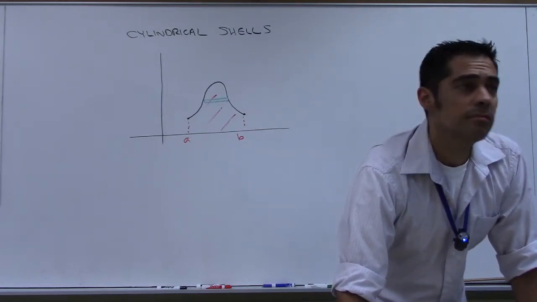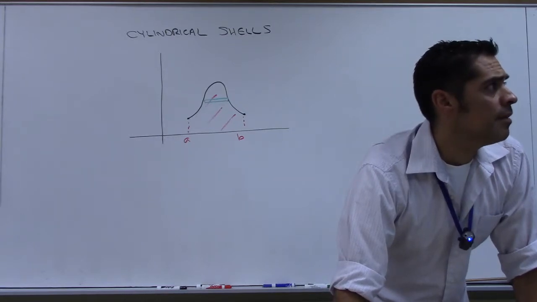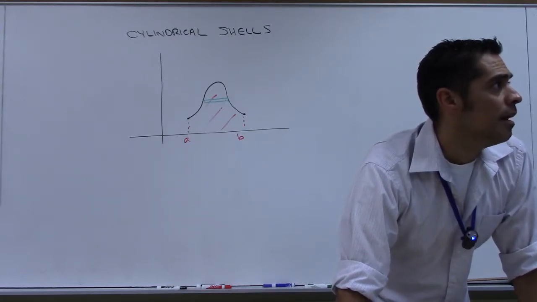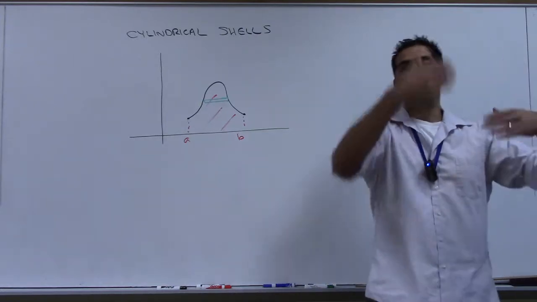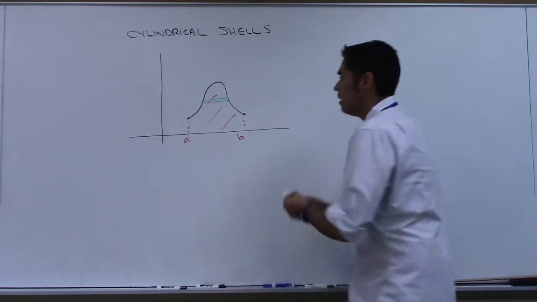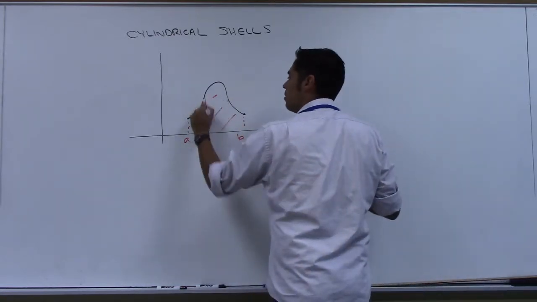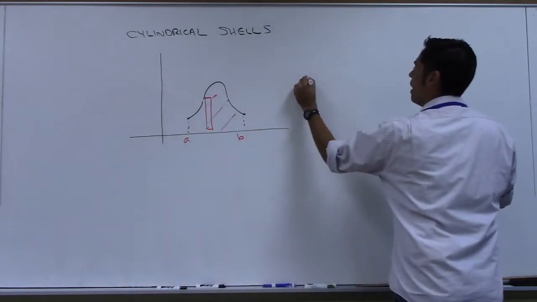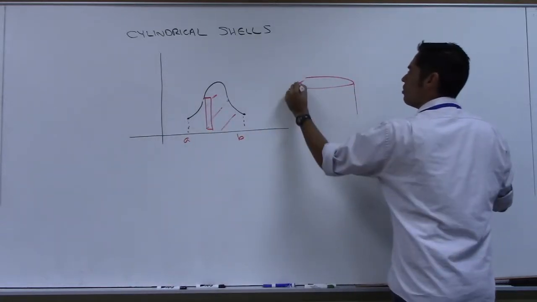Okay, you see them? As I wrap these around the y-axis, they swing around like this. That's what it is. All right, so there they are. Yes, you see them? That's half of them. Imagine they went all the way around. Each one of those vertical rectangles, right? So I wrap it around. Each one would create this cylindrical shell.